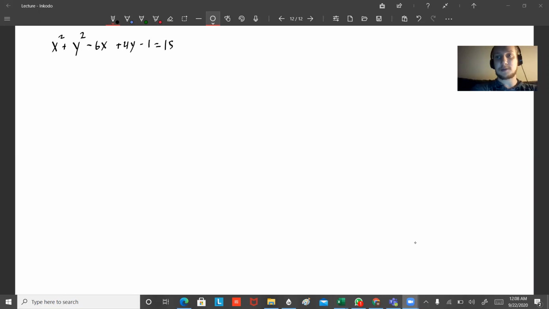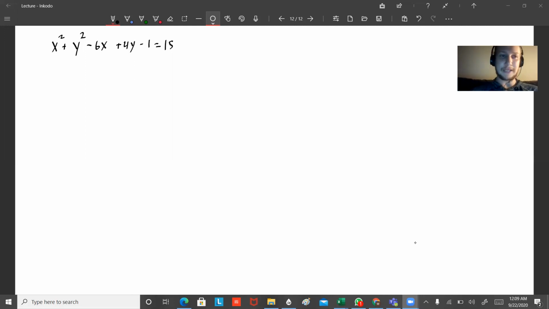Tengo un círculo en la forma general. Tiene un término de x cuadrado, un término de y cuadrado, términos lineales de x y y, y constantes. Entonces, es un círculo. Pero, ¿cuál es la ecuación del círculo en la forma del primer video? ¿Y cuál es la gráfica del círculo?